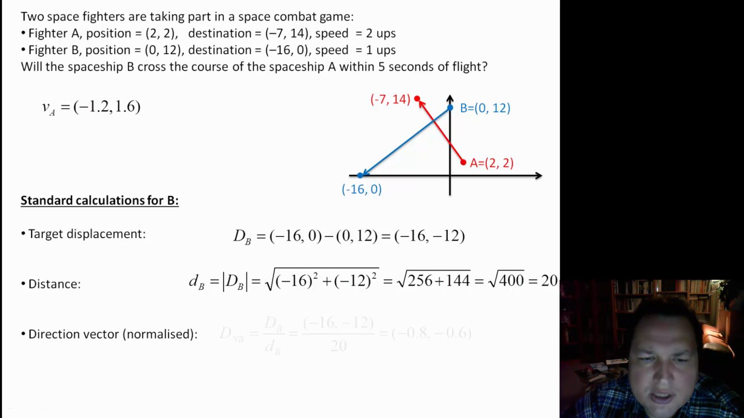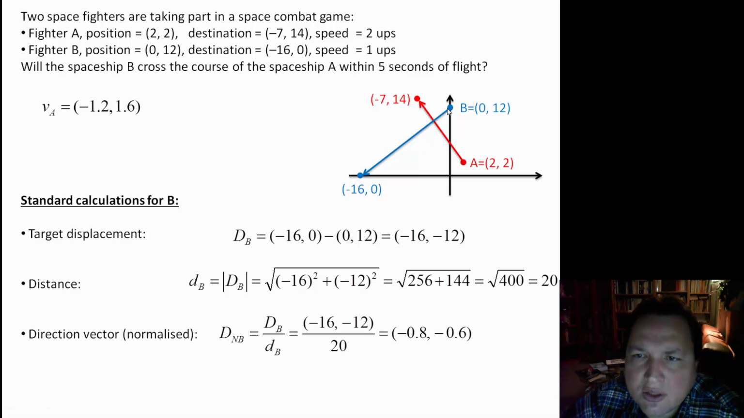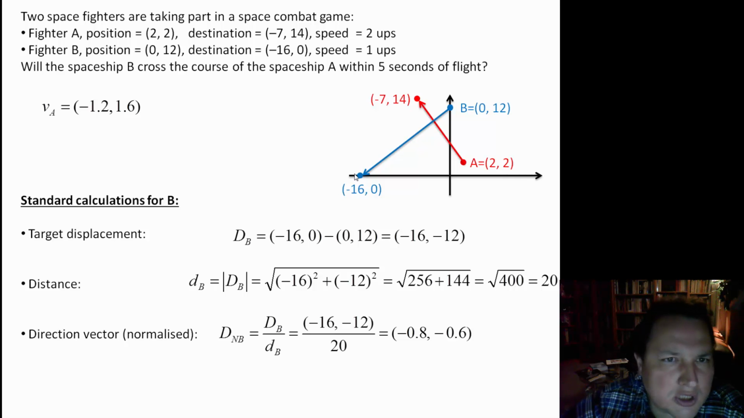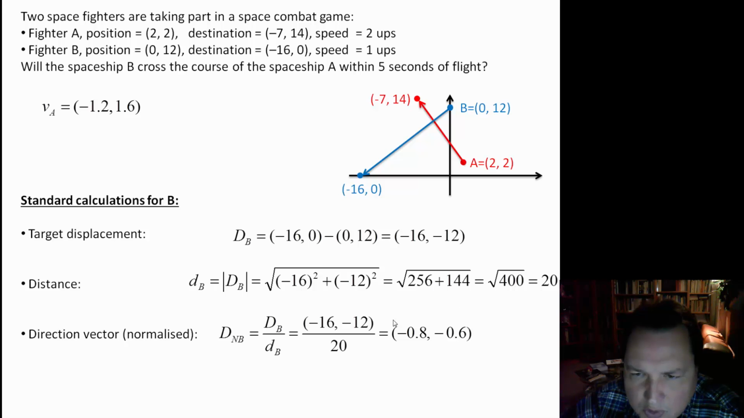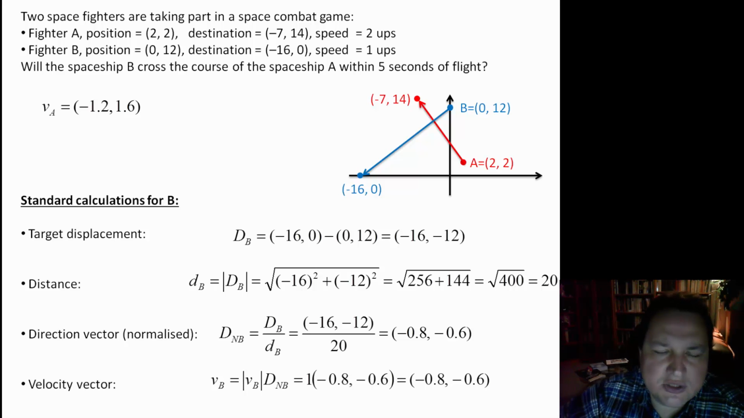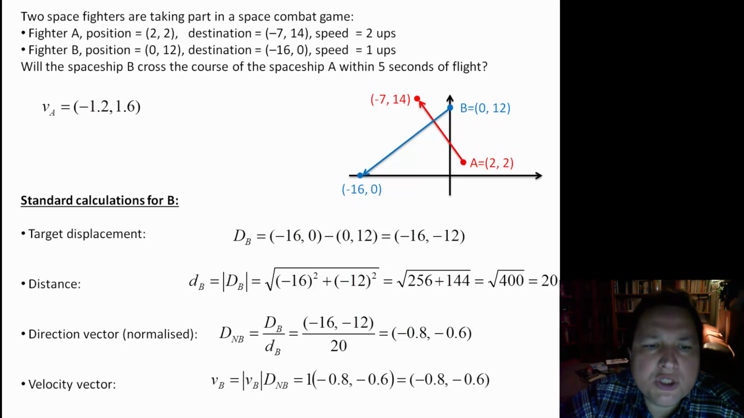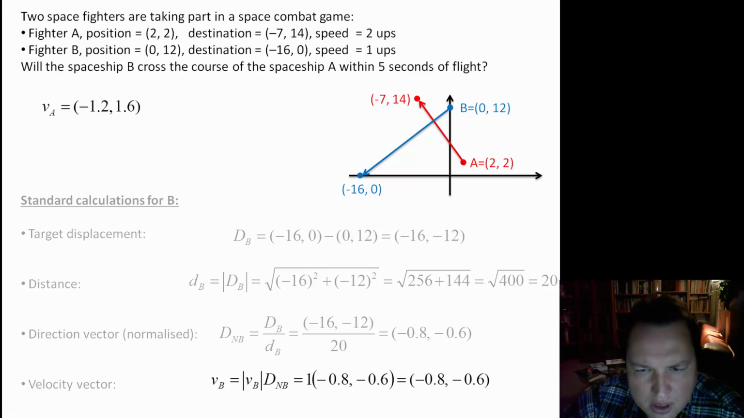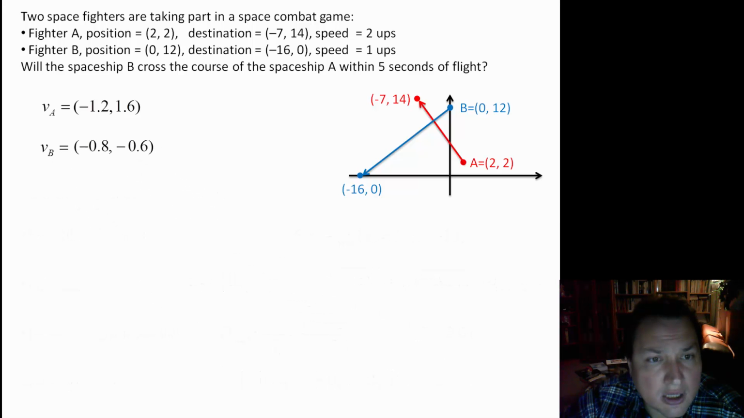The third thing to calculate is the normalized direction vector, which is a unitary vector pointing towards spaceship B's destination point, and here it is. And finally, we will find the velocity vector for fighter B, which is the normalized direction vector multiplied by the value of the speed, which is 1 in this case. So both vectors, direction and velocity, have the same value. And once again, we just need the velocity vector, so everything else will be wiped. And we have two velocities, one of fighter A, one of fighter B.